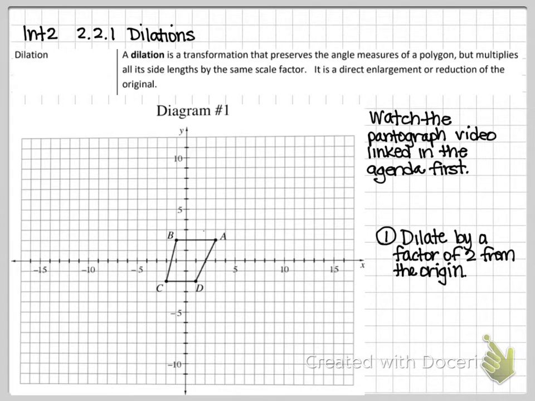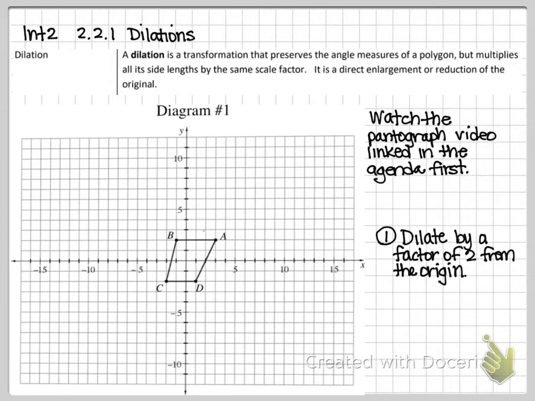A dilation is a non-rigid transformation, which means we're going to be taking a shape and blowing it up so it's much larger, or shrinking it down so it's much smaller. And maybe even a tiny bit smaller or a tiny bit larger. So we're going to be talking about that today.